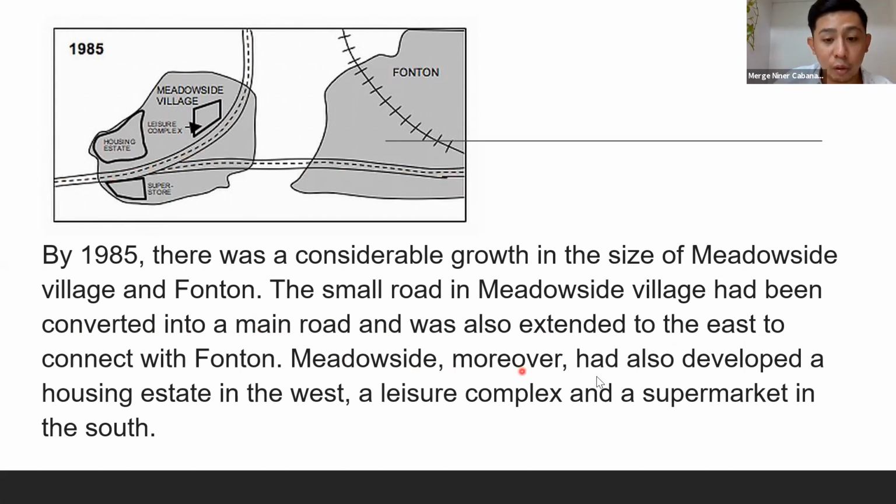Meadowside, moreover, had also developed a housing estate in the west. So here is the west. When you say west, it's on the left. When you say east, it's on the right. A housing estate in the west, a leisure complex, and a supermarket in the south. So there is a supermarket here in the south, and here is your leisure complex. Now, let's proceed to the next map.